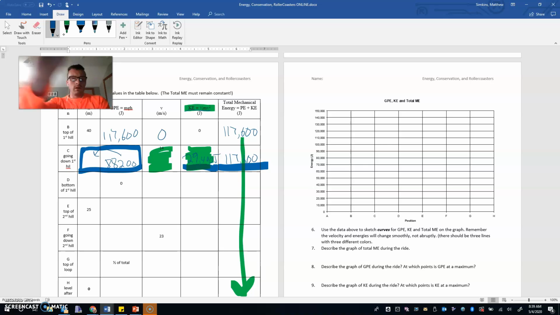I'll post a video tomorrow, but what I want you to do for today is to finish these notes and to finish this data table, to do these calculations. Tomorrow, I'm going to show you how to put those pieces of information on this data table over here so that we can take a look at how the potential and kinetic energy exchange through a roller coaster ride.